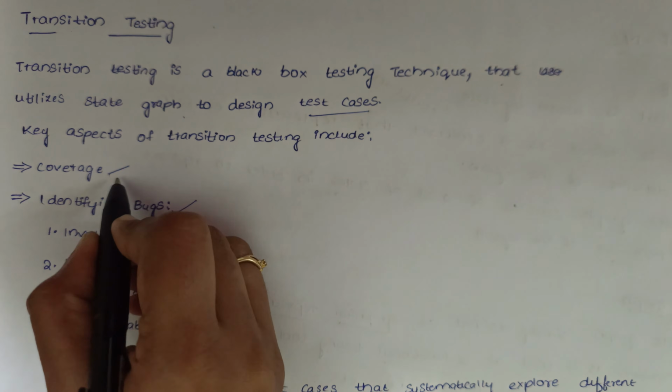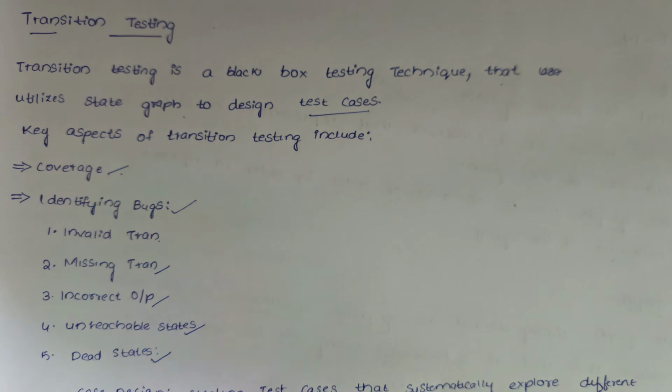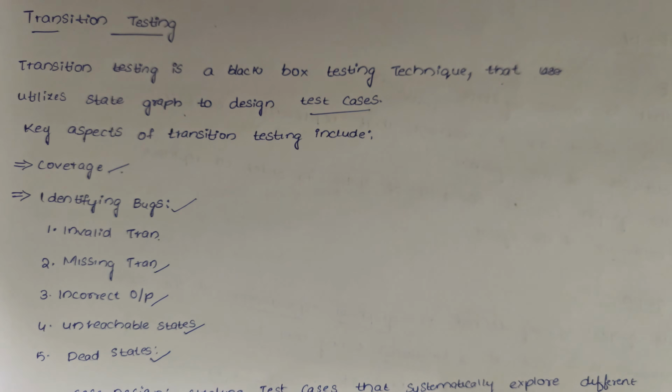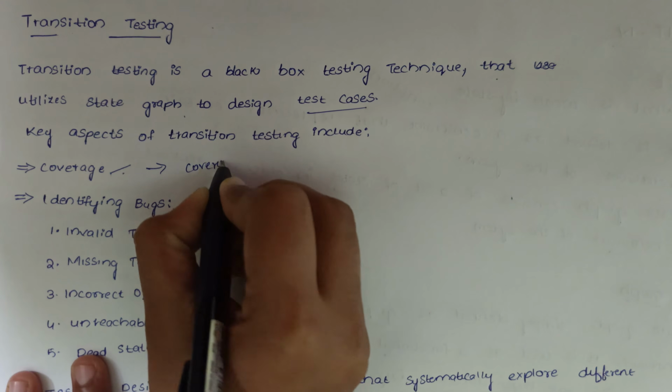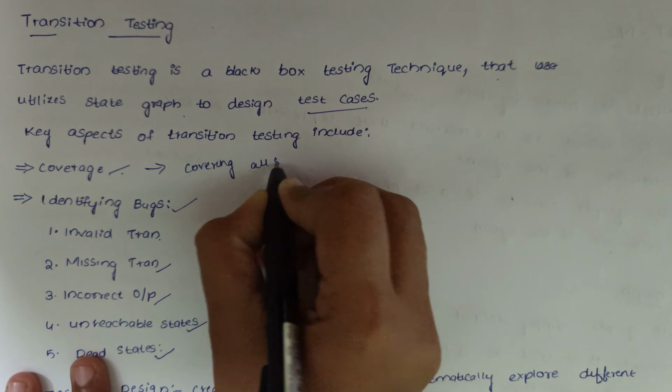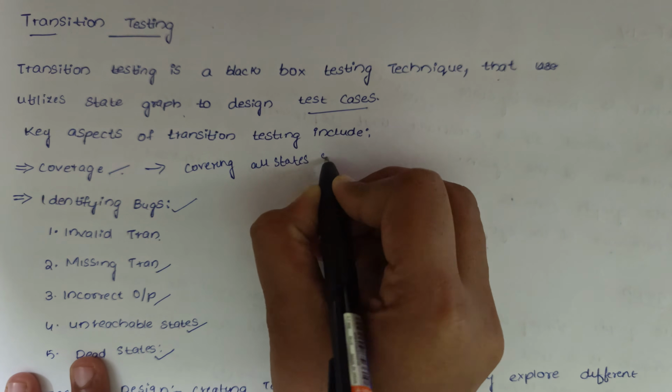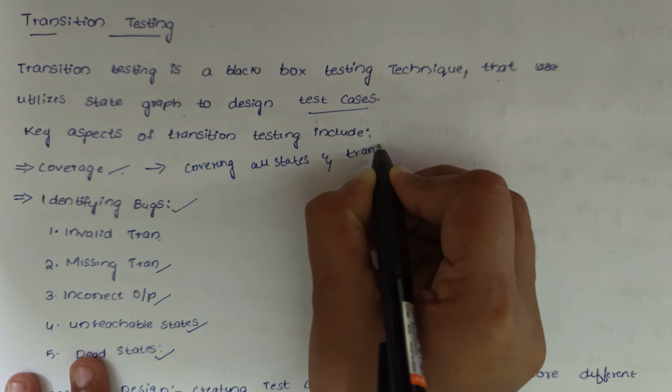What is meant by coverage? Coverage is aiming to cover all the states and all transitions, and potentially all sequences of transitions. Simply, we can write it as covering all states and transitions.